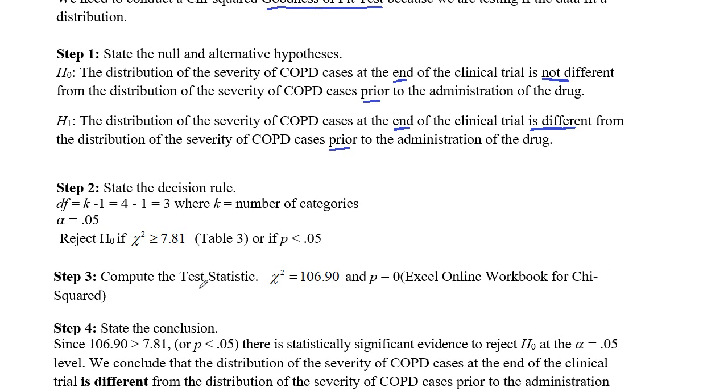Step 3, compute our test statistic. So we can do that, test statistic or p-value. We can actually do that using the online workbook for chi-squared.